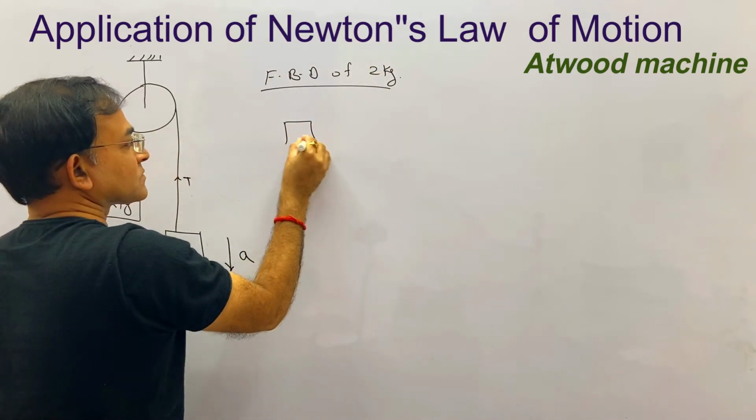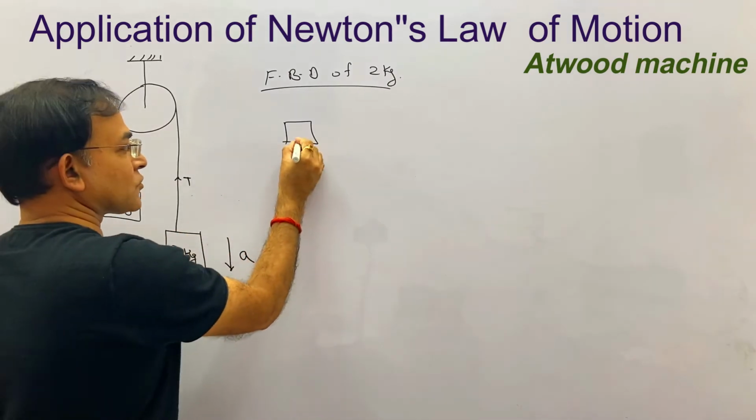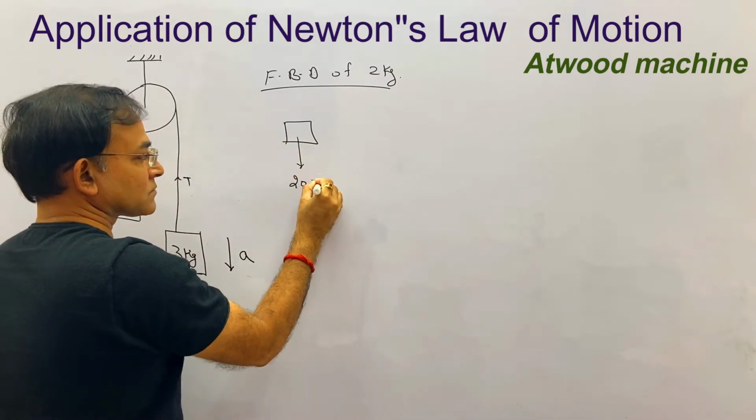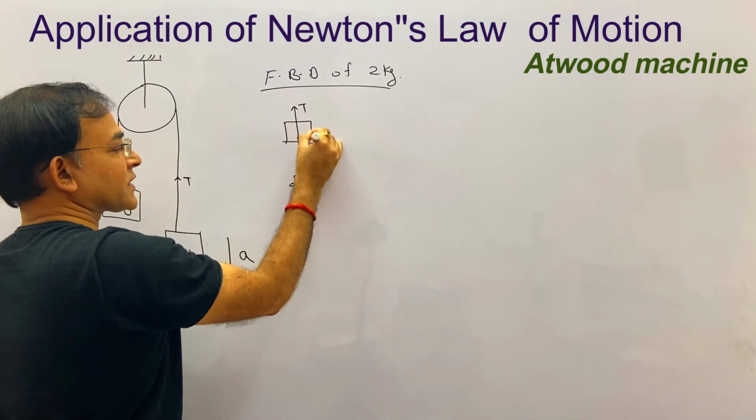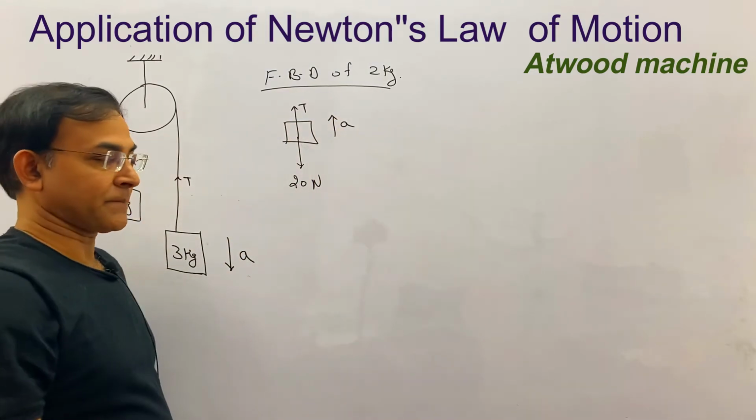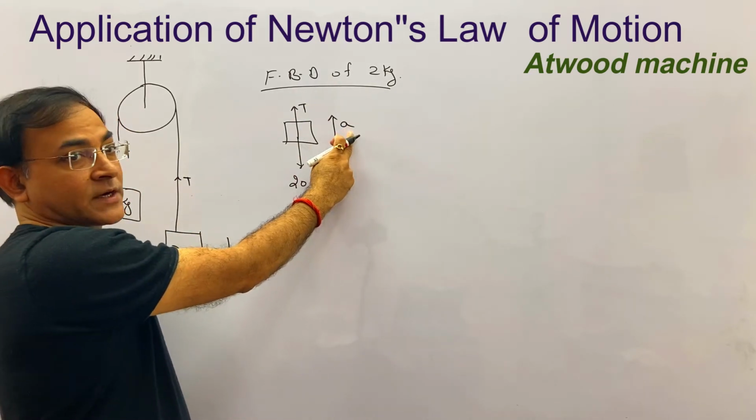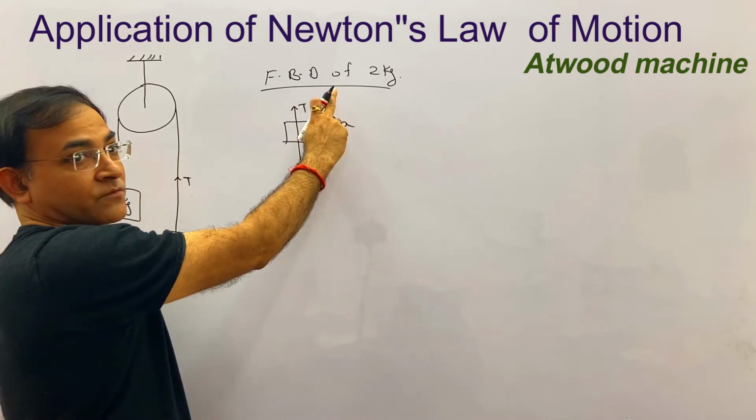2 kg. This is a 2 kg block. Gravity is pulling it down with a force of 20 Newton. The tension T acts in the upward direction, and it moves upward with an acceleration A. So it is moving in the upward direction, with an effective acceleration upward.